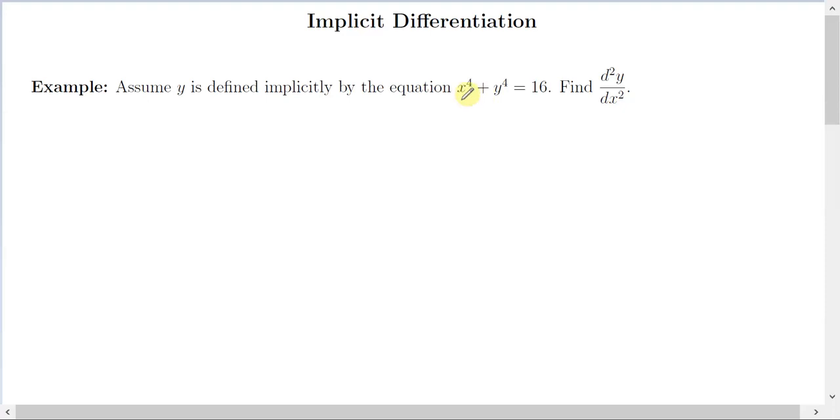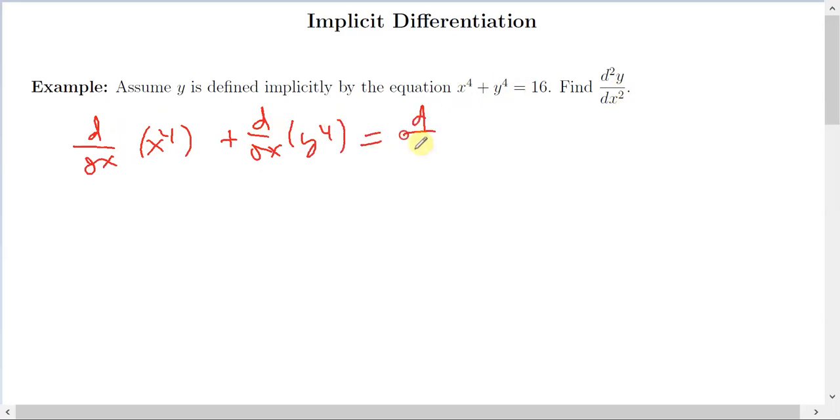In this example, we have an equation where y is implicitly defined to be a function of x, but we want the second derivative. So I'm going to start by finding the first derivative, because you have to have that first. Use implicit differentiation, which is to take the derivative of both sides with respect to x. On the left-hand side, that means take the derivative of each term with respect to x, and on the right-hand side I have the derivative of 16. Then I go through and take these derivatives.